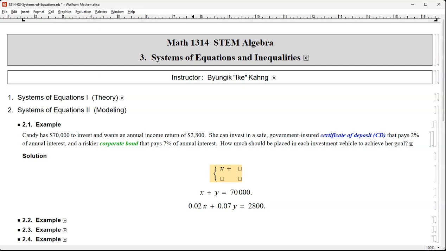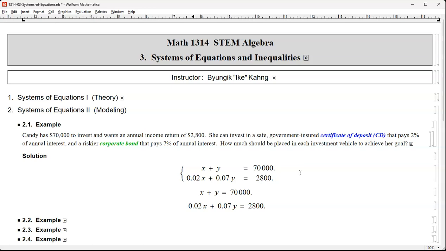So X plus Y equals 70,000, and then 0.02X plus 0.07Y add up to 28,000. No, 2,800. Okay, that's the model.